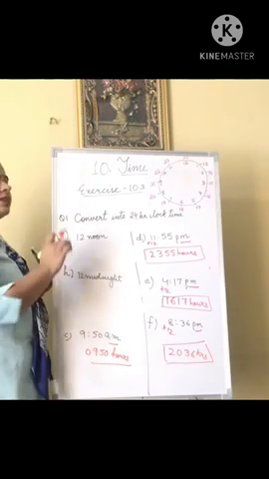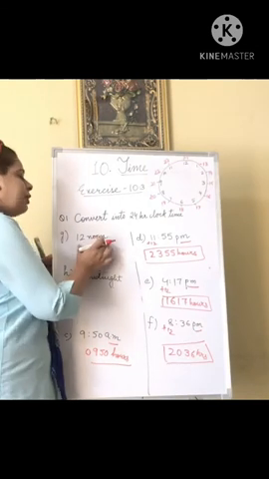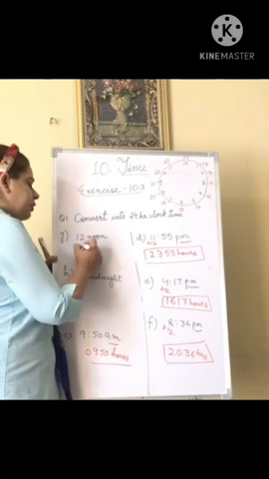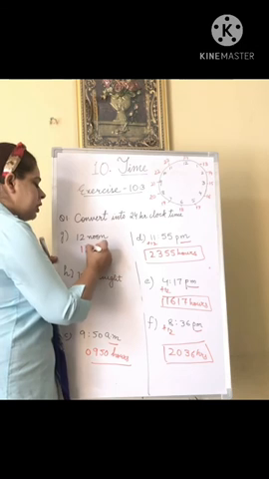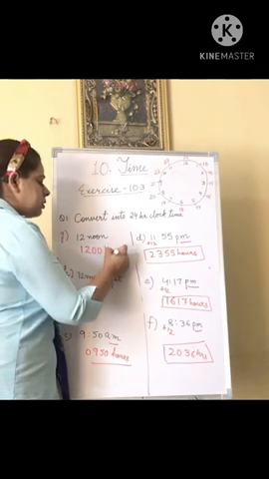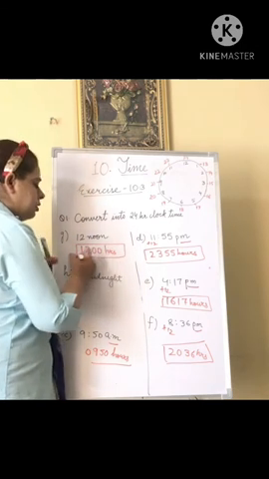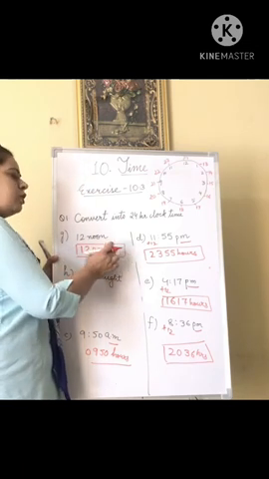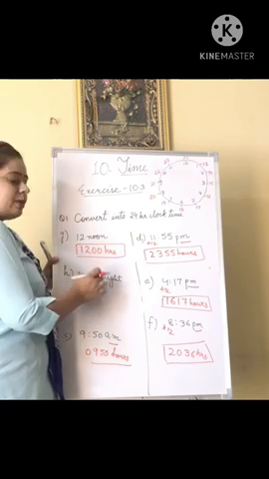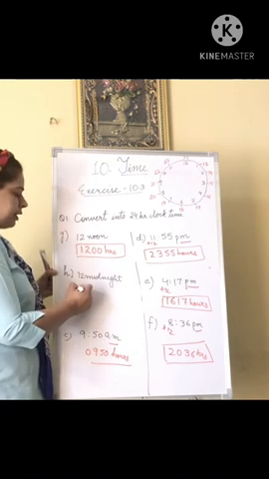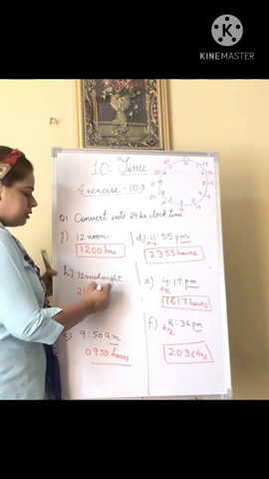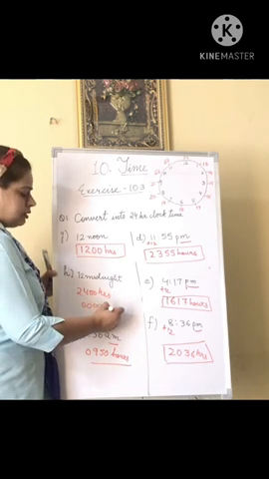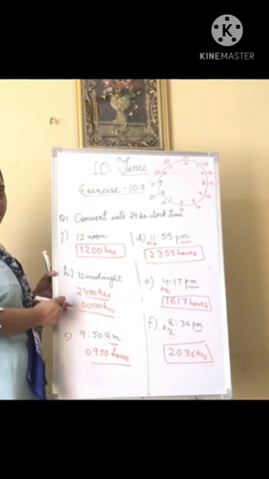Now next part is 12 noon. If suppose 12 noon is given to you and you have to represent it in 24-hour clock time, you will write it as 12:00 hours. Yes, 12 noon is represented as 12:00 hours. Then if 12 midnight is given to you, you can write it as 2400 hours, or you can write it as 0000 hours. Both are correct. Clear?